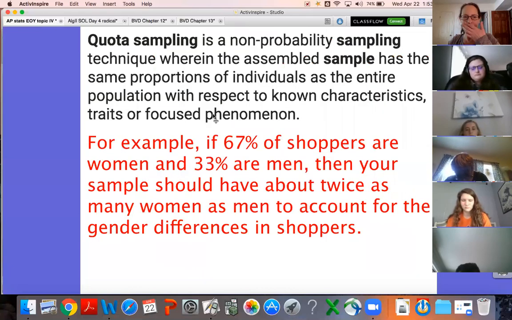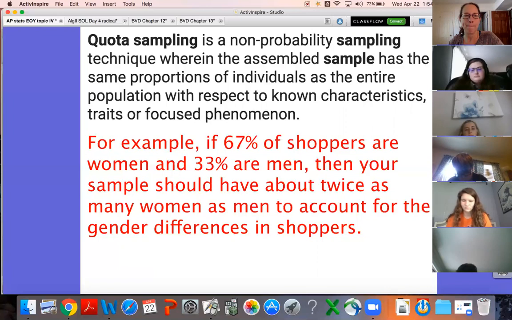So quota sampling is when you're trying to match. For instance, let's say that 67% of shoppers are women and 33% are men. And I have no idea if that's true. I made it up. But 67 is about twice what 33 is. So if you were going to take a sample, you probably want to have twice as many women as men to account for the gender differences. It wouldn't be fair to give the men as many in the sample as the women because they're less apt to shop.